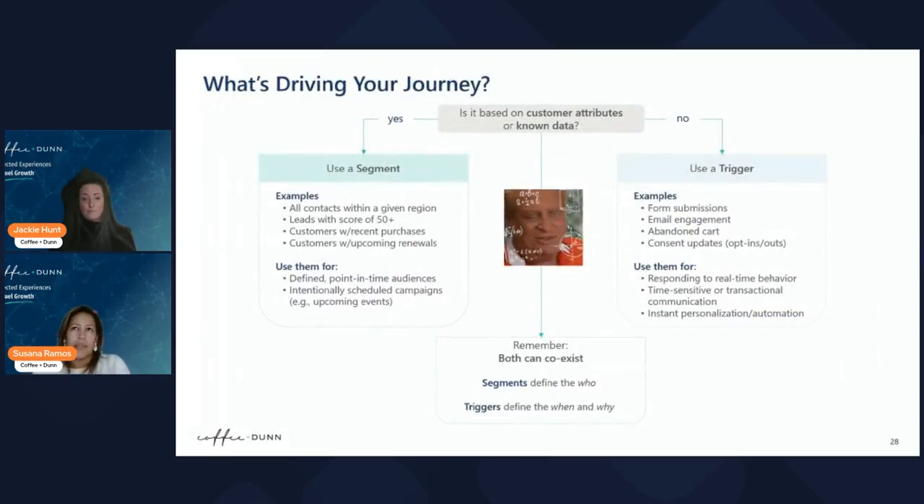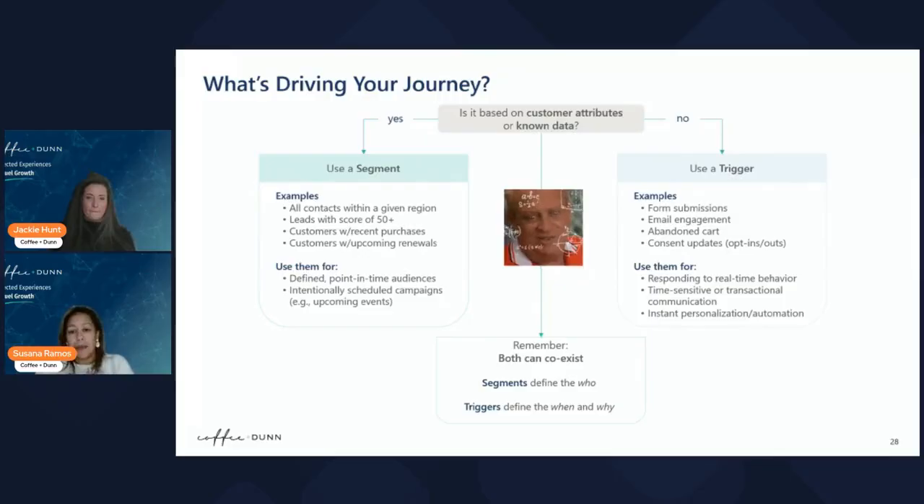So when we are thinking about whether or not to use a segment or a trigger when you're starting the journey, and you do have to choose at the start one or the other, right? So you have your segment-based journeys, you have your trigger-based journeys. A good question to use as a starting point is: is this based on customer attributes or any type of known data? And that's important, right?